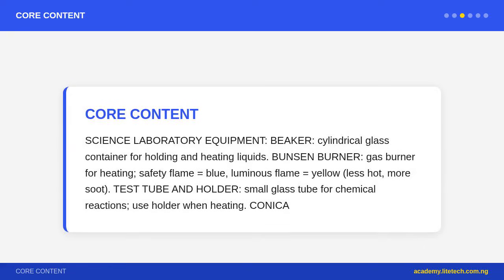Science laboratory equipment. Beaker, a cylindrical glass container for holding and heating liquids. Bunsen burner, a gas burner for heating. Safety flame equals blue; luminous flame equals yellow, less hot, more soot. Test tube and holder, a small glass tube for chemical reactions, use a holder when heating. Conical flask, Erlenmeyer flask, a triangular flask for mixing liquid safely. Measuring cylinder, for measuring liquid volumes in milliliters, ml.